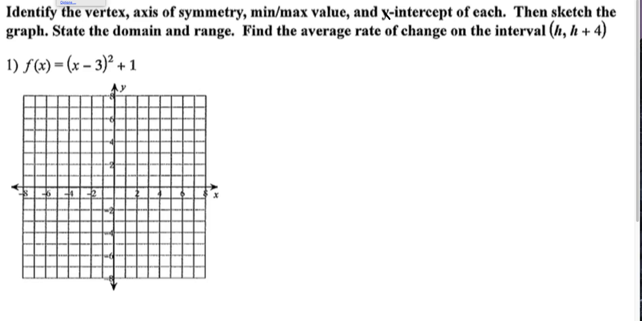We're going to find the x-intercept. Eventually, we'll go to the y-intercepts. We're going to sketch the graph. We're going to state what the domain and range is, and then we're going to find the average rate of change on the interval [h, h plus 4], and I'll show you what I mean by that in a second. And these actually should be brackets, not parentheses.